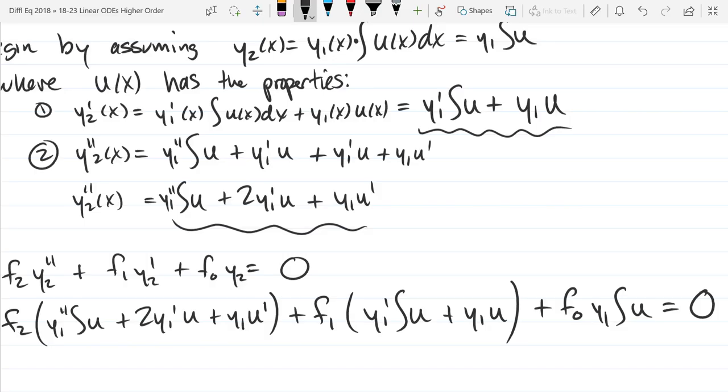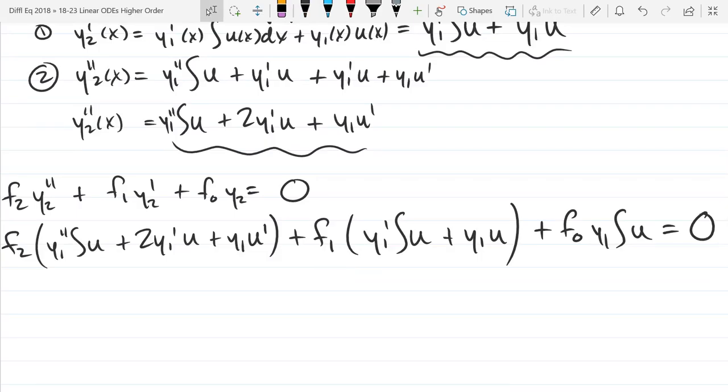Okay. So any questions on that substitution? It's getting kind of complicated, but we're just substituting in all this stuff right here. We're going to regroup by basically the u term. So there's antiderivative of u terms, there's just regular u terms, and there's u prime terms. So we're going to group up basically by derivatives of u.